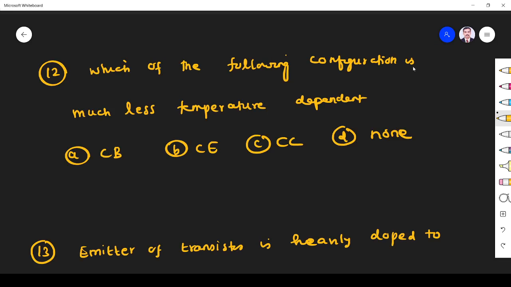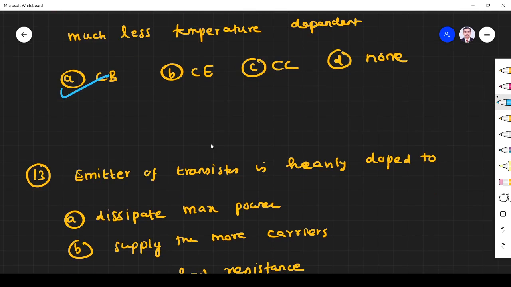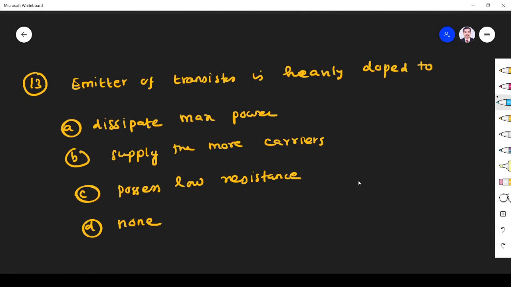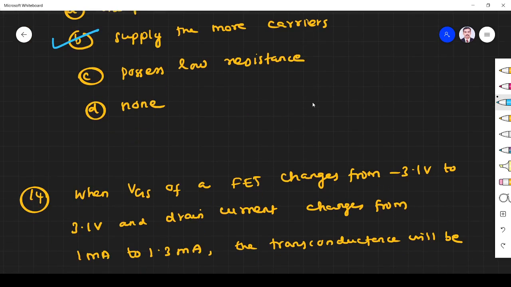So the next question is, which of the following configuration is much less temperature dependent? So as per that, CE, CB or CC, it is CB that is less temperature dependent. So option A is the right answer. Direct question. Emitter of transistor is heavily doped. This is also direct question. Why are we doping the emitter? To supply maximum carriers. So to supply more carriers is the correct answer. So option B is the right one.